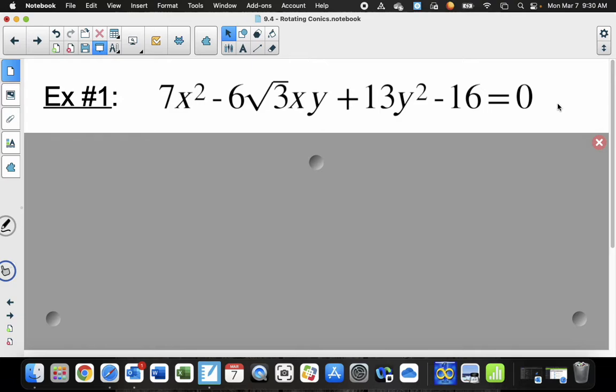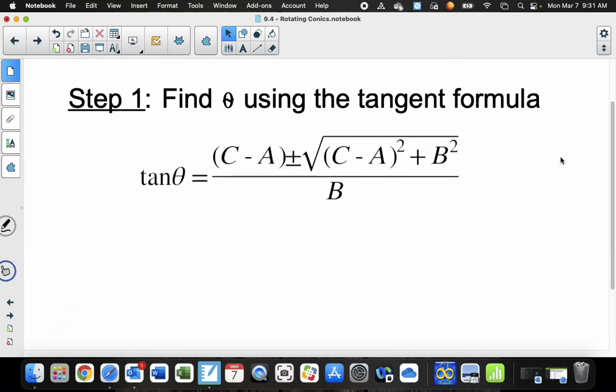So here's our first example. What we need is theta. That's where we're going to start in a second. And then we're going to take this x squared out, and we're going to substitute something in its place. We're going to take the xy out and make a substitution. We're going to take a y squared out. Okay, so we have to make substitutions for those three things. So step number one is find theta using our tangent formula.